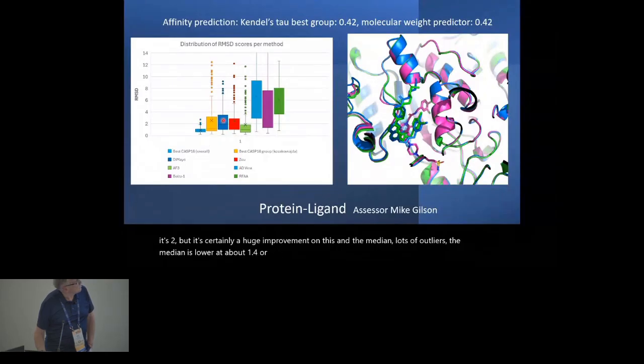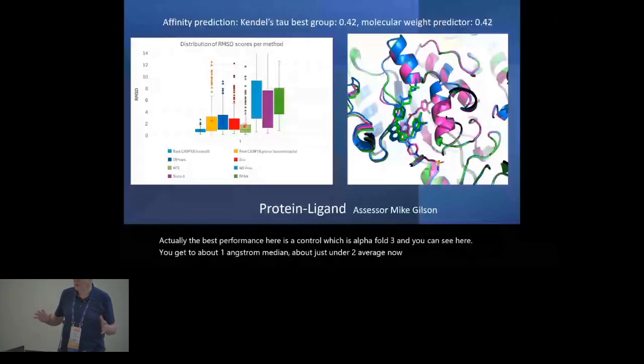Actually, the best performance here is a control, which is AlphaFold 3. And you can see here, you get to about 1 angstrom median, just under 2 average. Now, what do you need? What is equivalent to experiment?